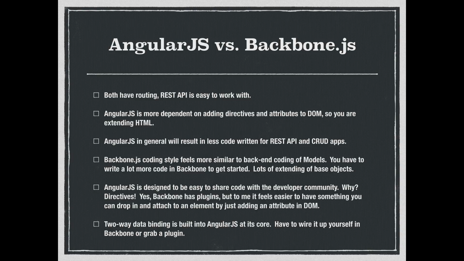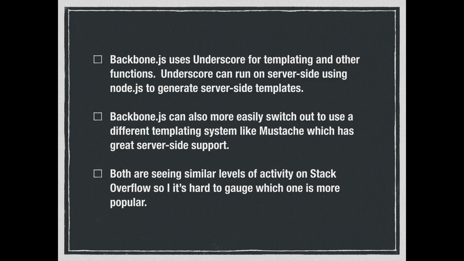Pretty slick. So two-way data binding is built into AngularJS at the core. I think this is one of the huge benefits. You can do stuff in Backbone. There's some plugins, Stickit and stuff for Backbone, but I think it's truly important to have that as a built-in part, because it's really core to your framework and how it works. So I feel like that's a huge plus for AngularJS.